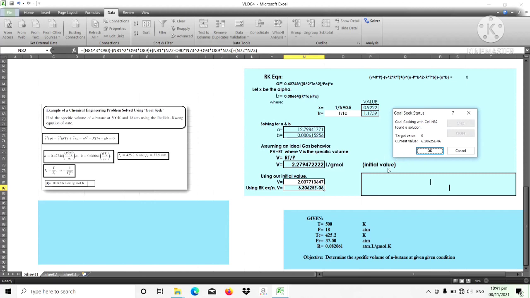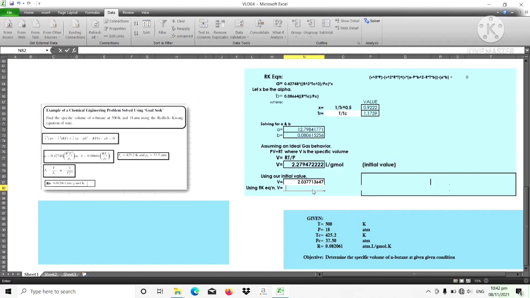So the value of V using the Redlich-Kwong equation after we use Goal Seek is 6.30625E-06, while the value of the initial volume is 2.03771367. So that's all. Thank you very much.